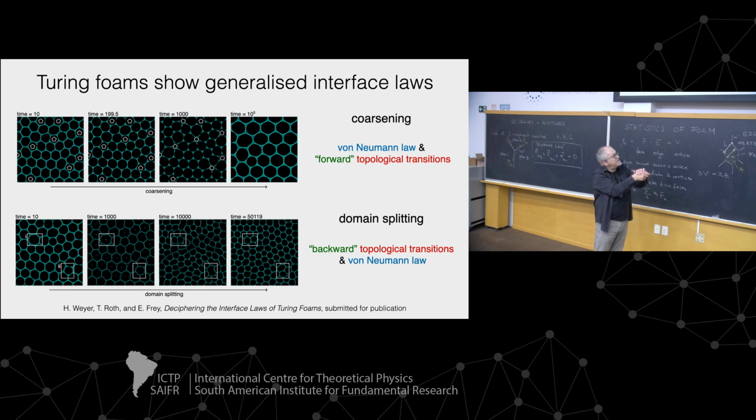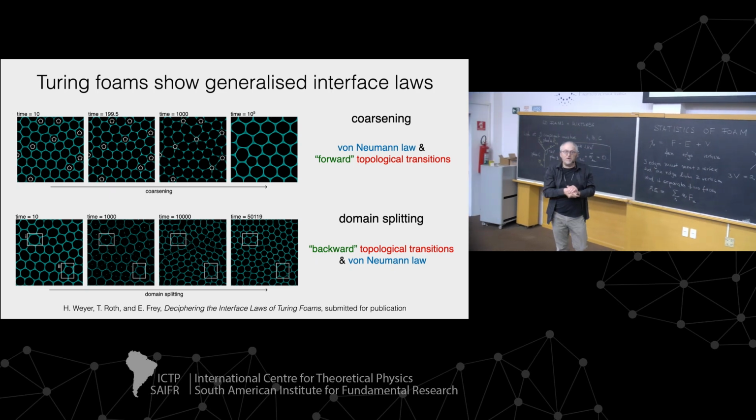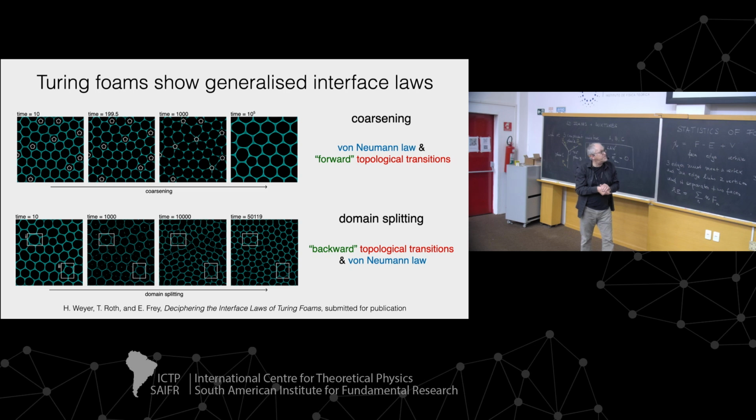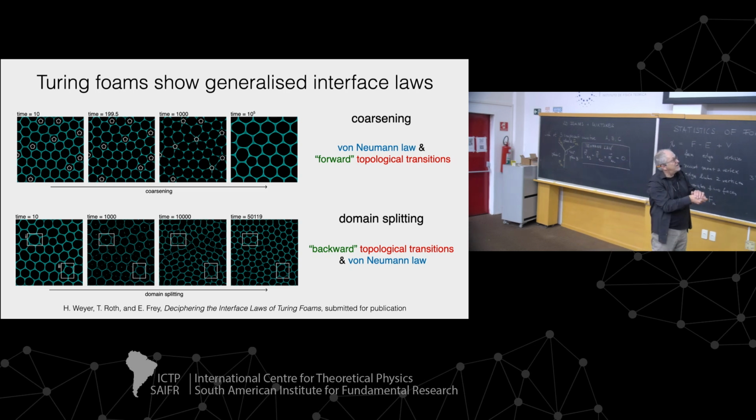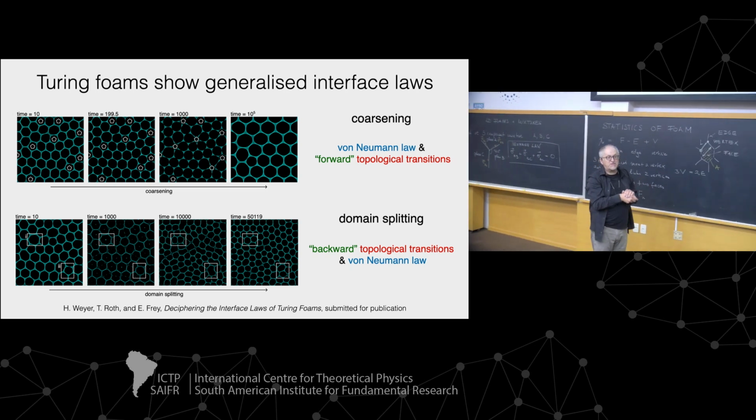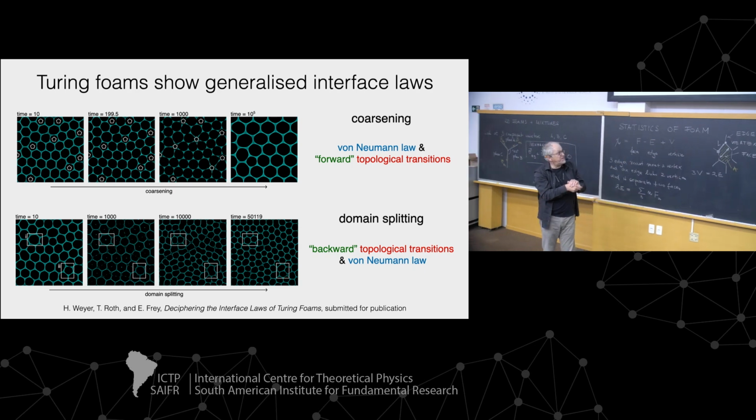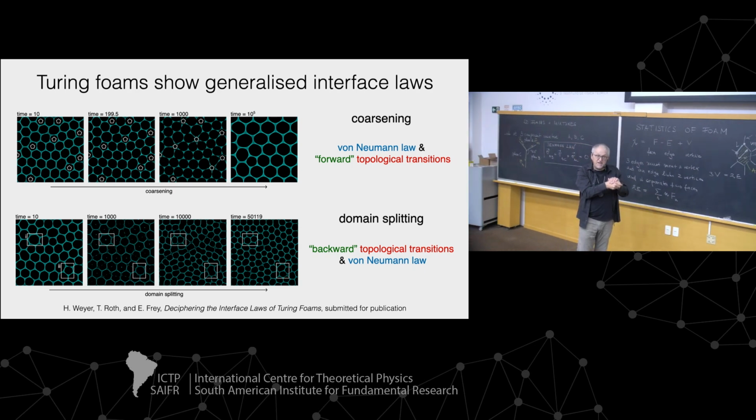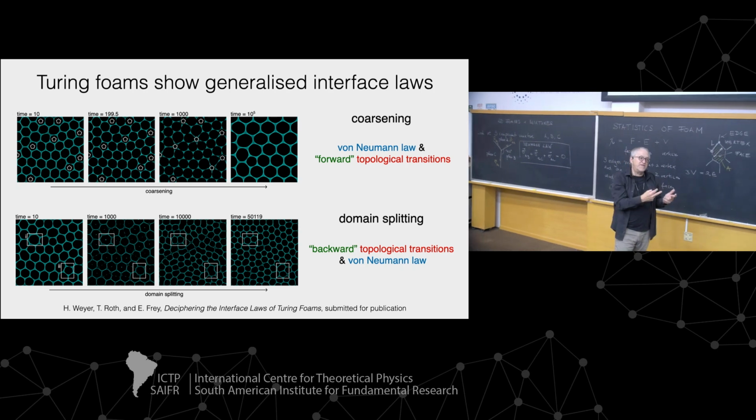Okay? That's still something we're trying to explore and understand better, why this happens and how this happens. So you do have what we call backward topological transitions. You can also call them cell division, whatever you like. But they are the counteracting forces to von Neumann's law. So von Neumann's law drives the coarsening, and there's a counteracting effect from domain splitting and nucleation events that drives the opposite, and therefore these foams don't coarsen.